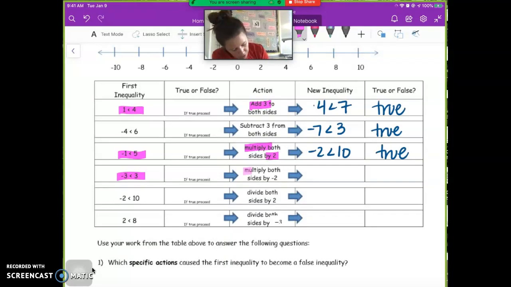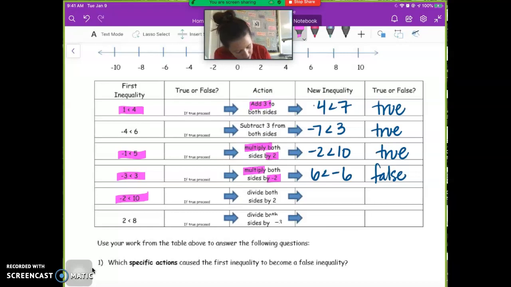Negative 3 is less than 3. We're going to multiply both sides by negative 2. So that would mean negative 3 times negative 2 is positive 6. 6 is less than negative 6. Now, hold on. 6 is not less than negative 6. Okay, so that is a false statement. We're going to come back to it in a second. Just write false for now.